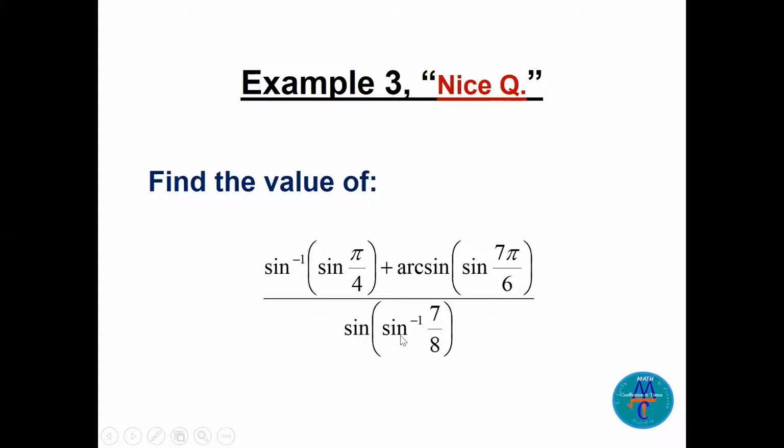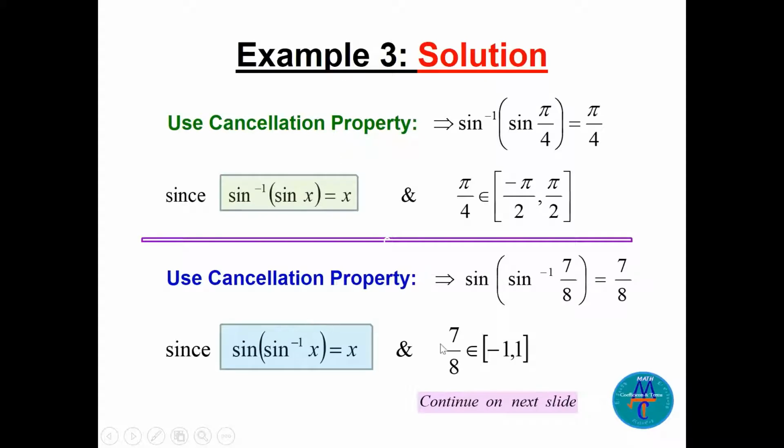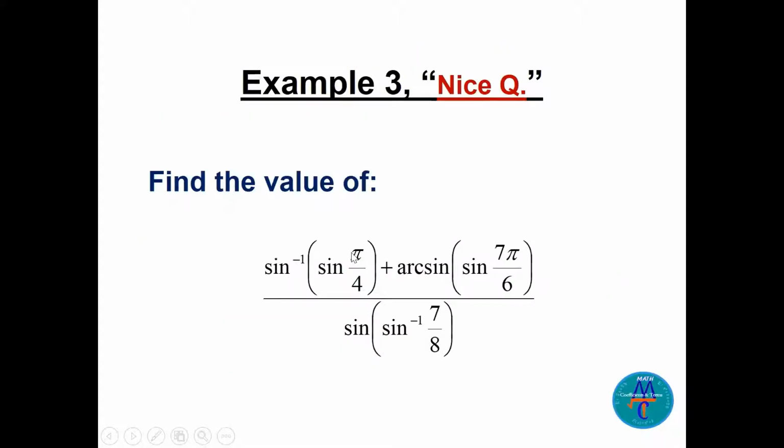If we have an inverse in the middle here, in the bracket, this should be a number in the domain. So 7 over 8, yes, between -1 to 1. So this one is 7 over 8. So the first term here in the numerator is pi over 4, and this is 7 over 8. But this one does not equal 7 pi over 6. That's the trick. You see?